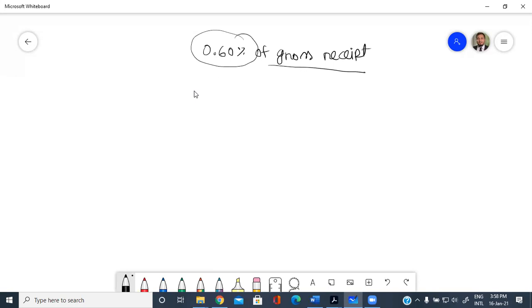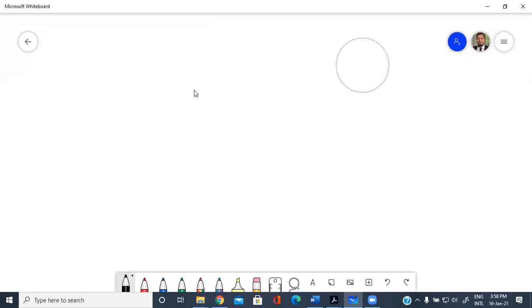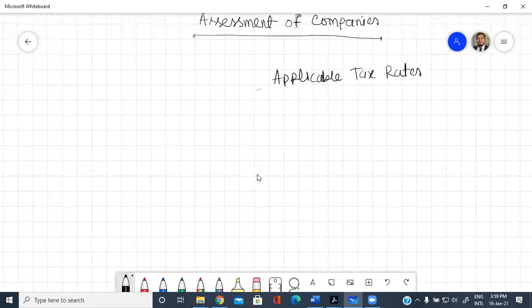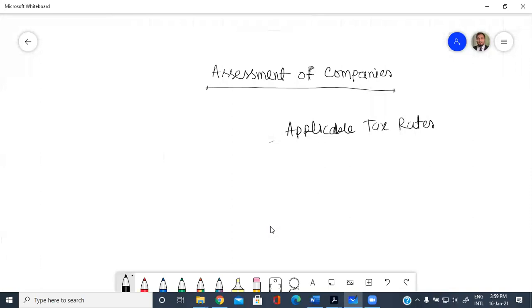Can you recall what is the maximum allowable limit for CSR expenditure? 12 crore, or 20% of total income. Between these two, which one is lower? Which one is lower?